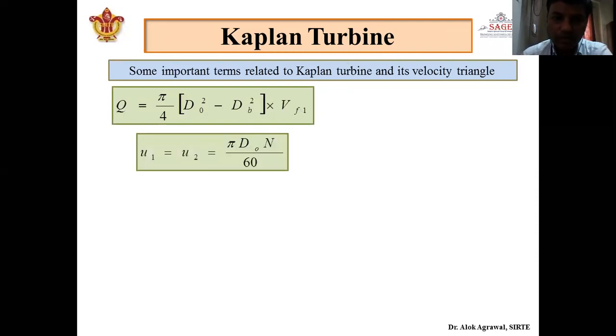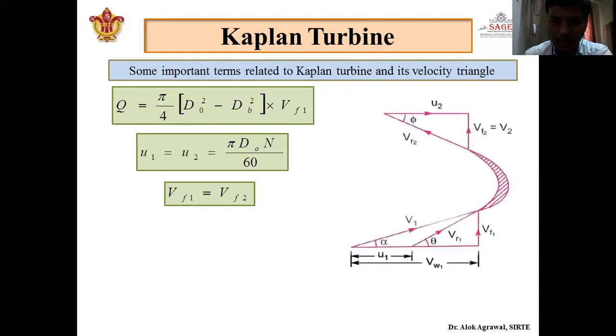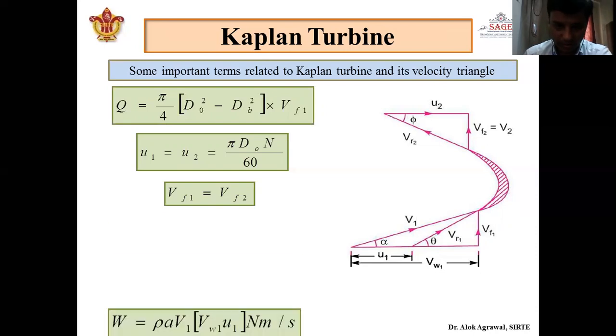Now u1 and u2 will be the same because the flow distance from the center will remain constant, and we have to take that as d0. So u1 equals u2 equals pi d0 N by 60, and Vf1 is equal to Vf2 always in case of Kaplan turbine. Again, there is no change in the velocity diagram. It is very similar to the velocity diagram of Francis turbine. Here also the discharge will be radial at outlet always.